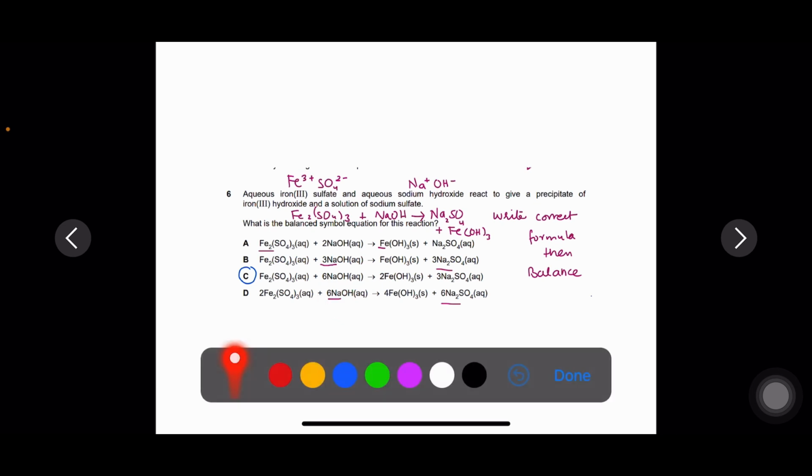You can see here in the first option they have given Fe2 and here Fe, wrong. In the second option they have given here 3 sodium and 6 sodium, wrong. Option C is showing Fe2, Fe is 2. Sulfate is 3 times, sulfate is 3 times. Sodium is 6, sodium is 6. So this is the balanced equation, option C.